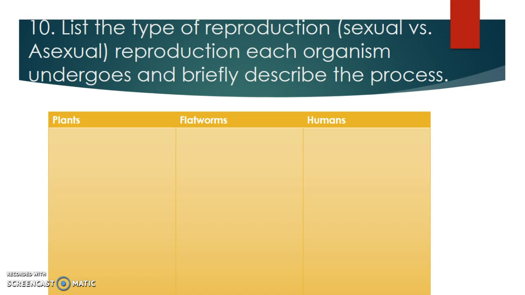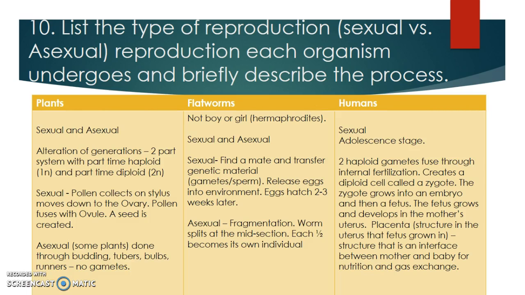Types of reproduction, asexual or sexual, for each organism: plants, flatworms, and humans. I'm going to have you guys go ahead and pause this video, write this information down, know which one is going to be sexual and asexual. Look at plants are both sexual and asexual. Flatworms are also asexual and sexual. Humans are just sexual.